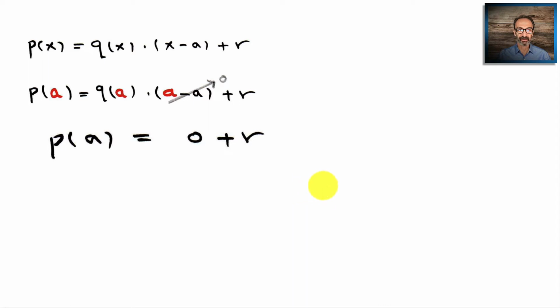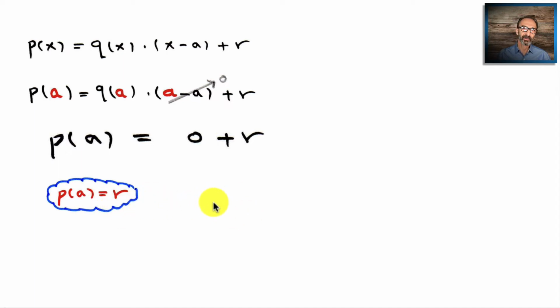In a cleaner look, P of a equals r. So if a is a root, when you plug it in, it should give you a 0. But if you plug it in and you get a number, that's not going to be a root. That's exactly what I'm trying to say here.